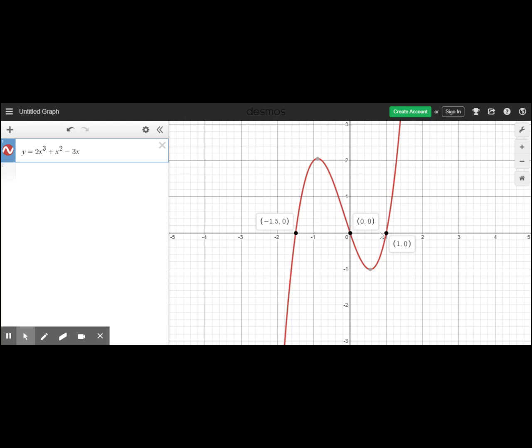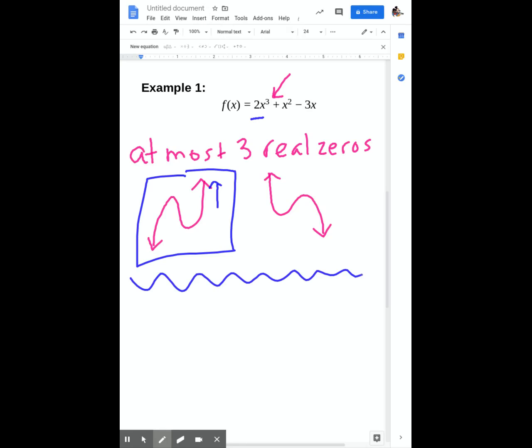And then I'm going to estimate the x-coordinates of any relative maxima or relative minima. So my relative max is right here at about, not much of an estimate, it's actually kind of nice. Relative max is at about -0.893. And then my relative min is down here at about 0.56. All right, now that I've got my graph done, I'm going to actually list my 3 real zeros.